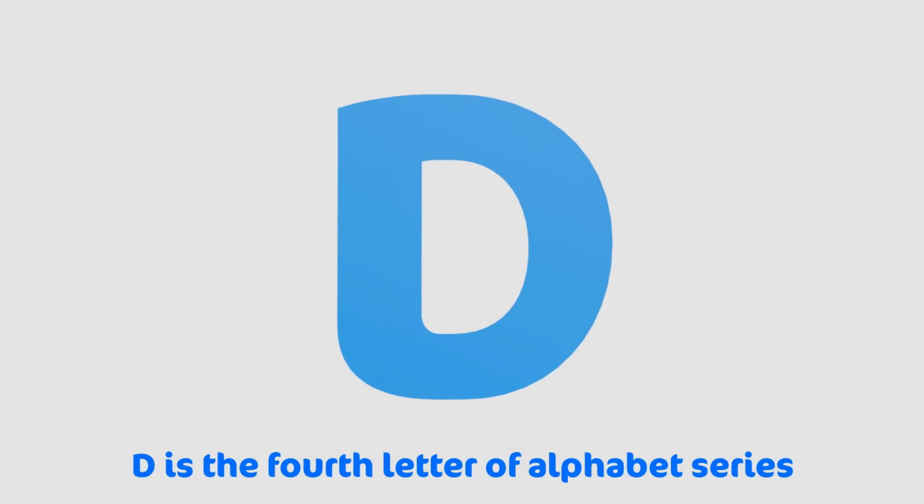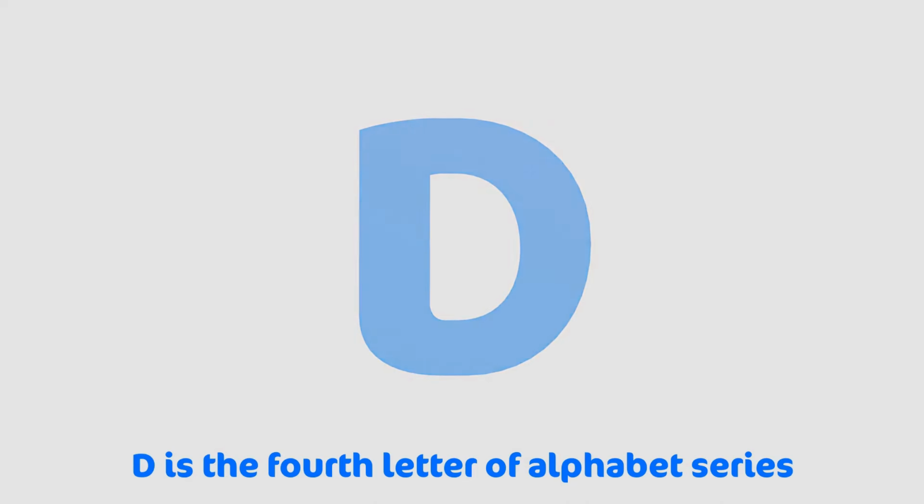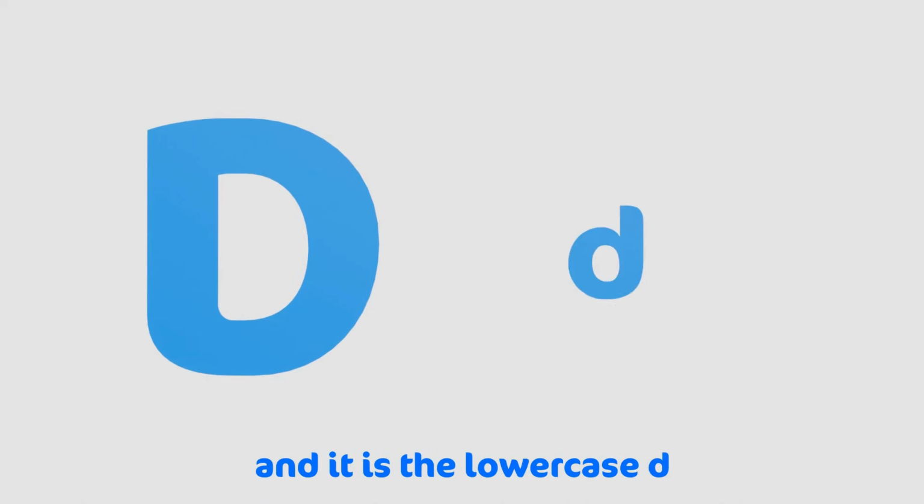Next comes the letter D. D is the fourth letter of alphabet series. It is the uppercase D, and it is the lowercase d.